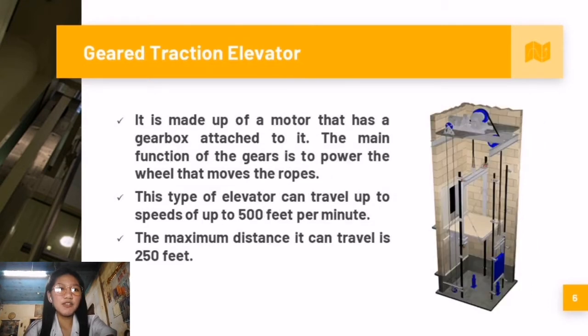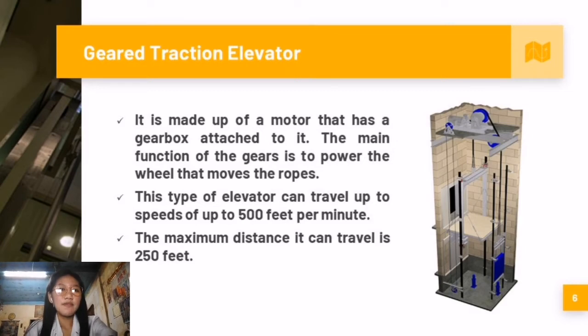Next is the geared traction elevator. It is made up of a motor that has a gearbox attached to it. The main function of these gears is to power the wheel that moves the ropes. This type of elevator can travel at speeds up to 500 feet per minute. The maximum distance it can travel is 250 feet. Geared traction machines are driven by AC or DC electric motors.